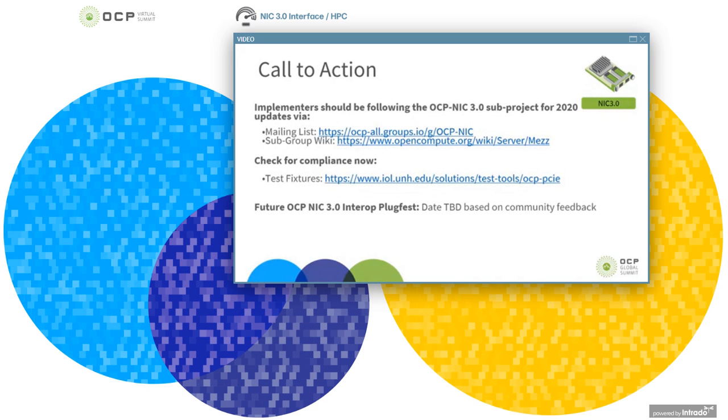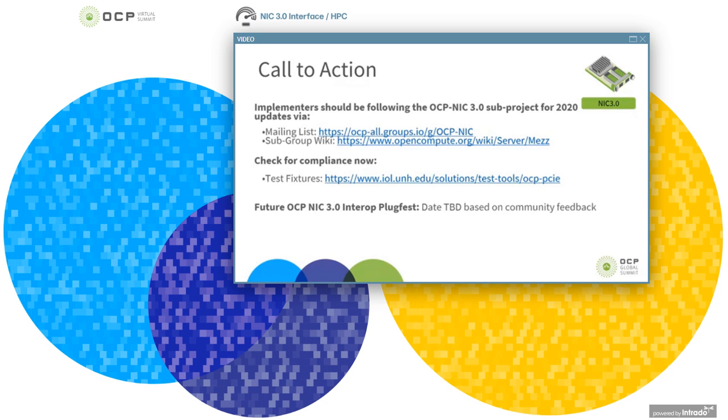Implementers should be following the OCP NIC 3.0 subgroup project for 2020 updates via the mailing list, which can be found at ocp-all.groups.io/ocpnic. The subgroup wiki can be found at www.opencompute.org.